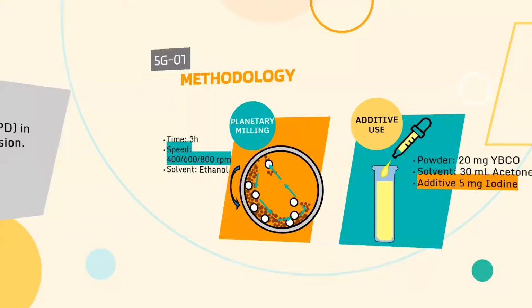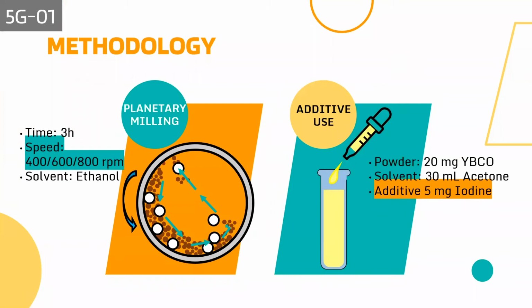Methodology. We applied two techniques prior to film deposition. First, planetary milling of the powder at different speeds, and two, using 5 mg iodine as additive to the suspension.